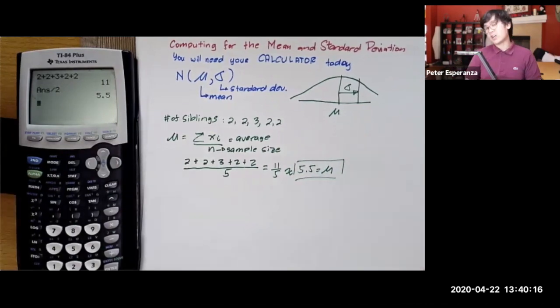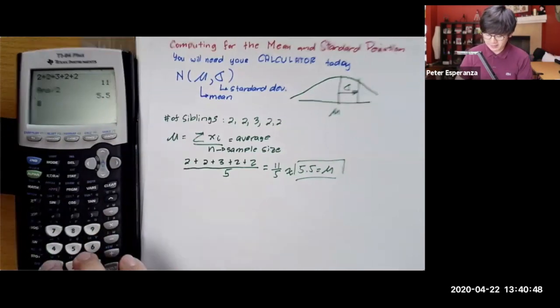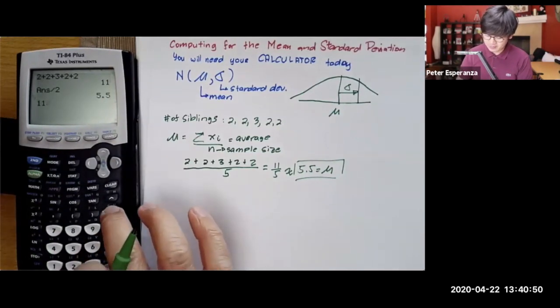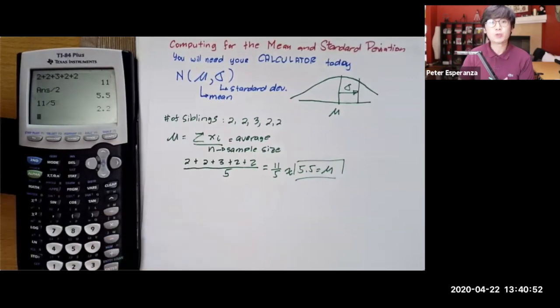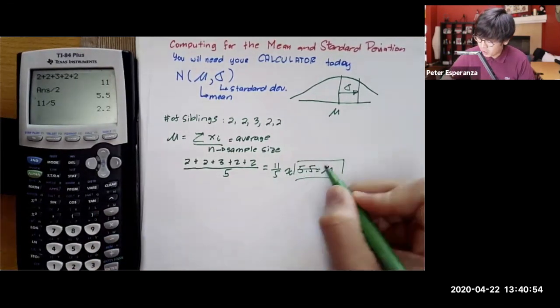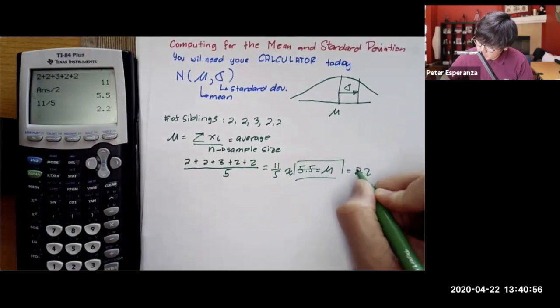So the average of our 5 students and their number of, huh? Is that right? Because in the calculator, I divided by 2. It's supposed to be by 5. All right, 11 divided by 5, 2.2. So this is wrong. 2.2.